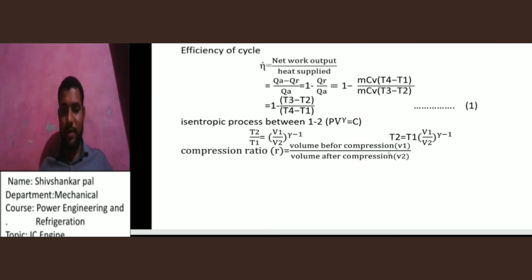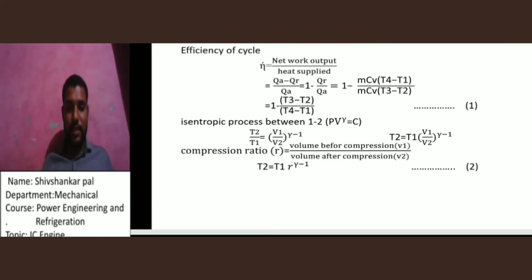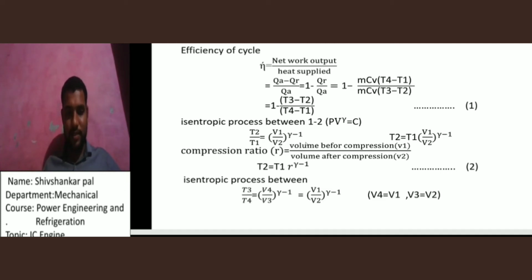Volume before compression is V1, volume after compression is V2, and that ratio is the compression ratio. That means V1 by V2 is equal to r, then T2 is equal to T1 r to the power gamma minus 1. Means our T2 is expressed in terms of T1. Then the next isentropic process is 3 to 4.